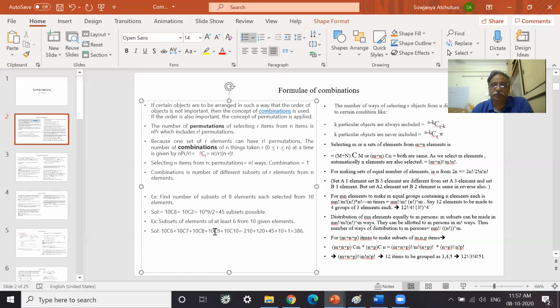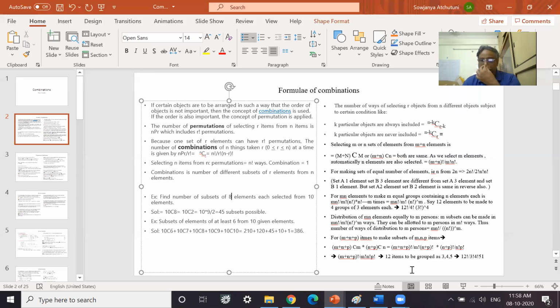So these are the two small examples we have given here to understand what is nCr. So only 8 elements, nC8. At least 6, so 6 to 10. Let us see some formulas of combinations.